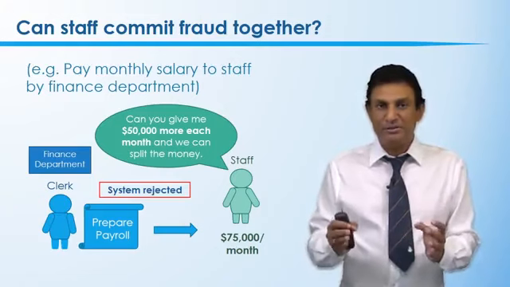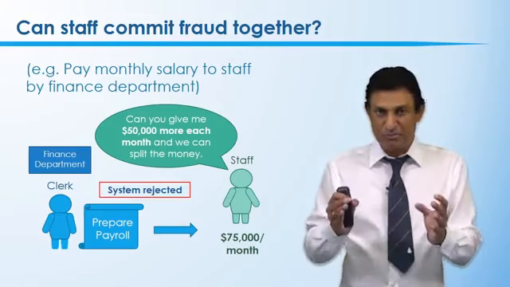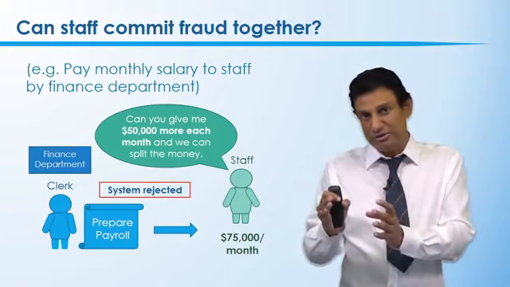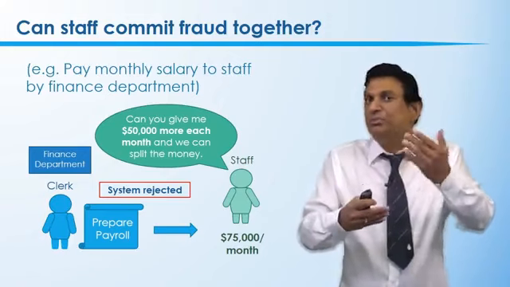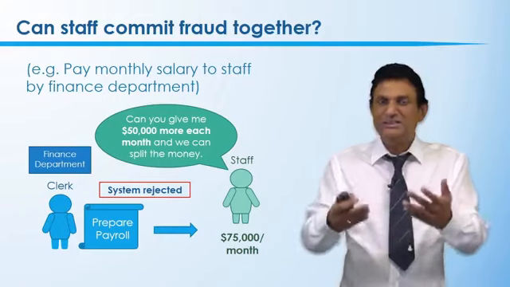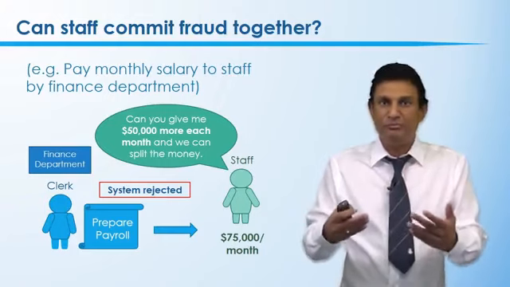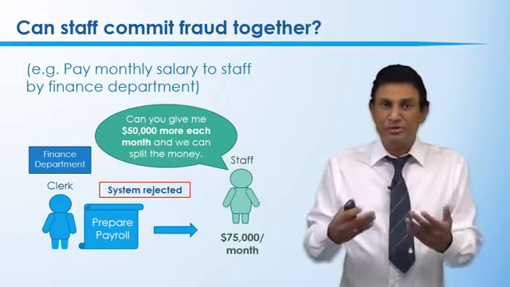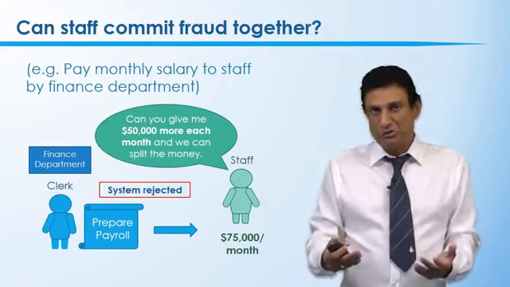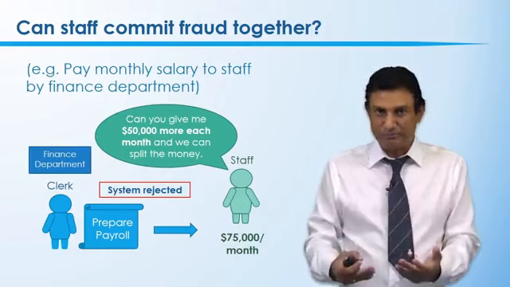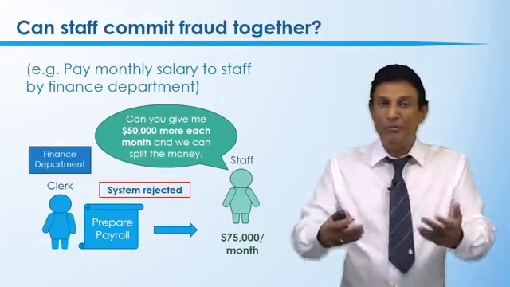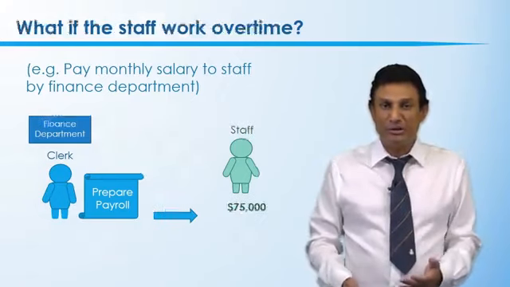The system itself says that the maximum salary is 75,000, as I mentioned. If a clerk tries to input any amount more than 75,000, the system rejects it, saying this is not an acceptable value. This person's salary should not exceed 75,000 Hong Kong dollars. So the system rejects. That's a simple control, not allowing input of more than 75,000 to the system.